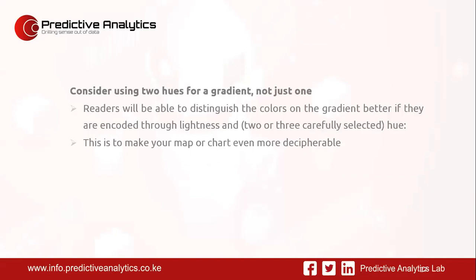The other point is consider using two hues for a gradient, not just one. Readers will be able to distinguish the colors on the gradient better if they are encoded through lightness and two or three carefully selected hues. This is to make your map or chart even more decipherable. So use Color Brewer to help you, for example, achieve those hues.